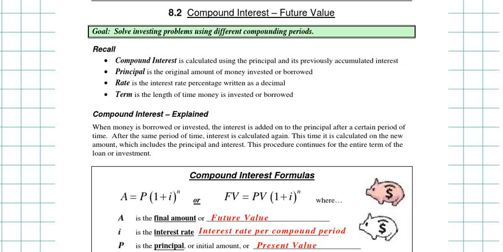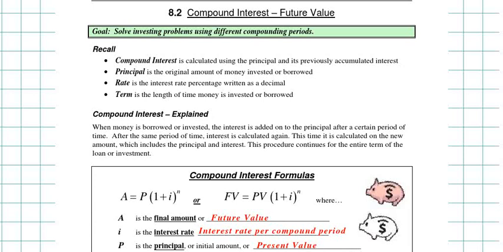So what compound interest is, is when you're earning interest on the money that you put in the account, as well as the interest that you're earning on that money. Okay, so there's two different kinds of interest that you can get from a bank. You can get simple interest, and then you can get compound interest.